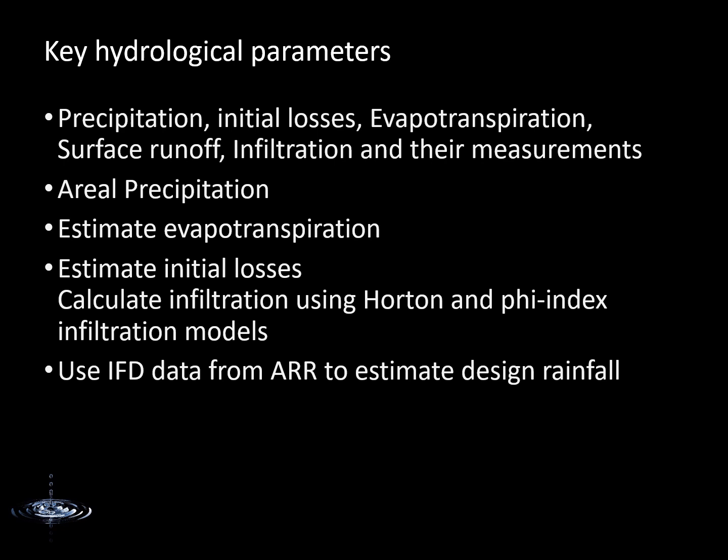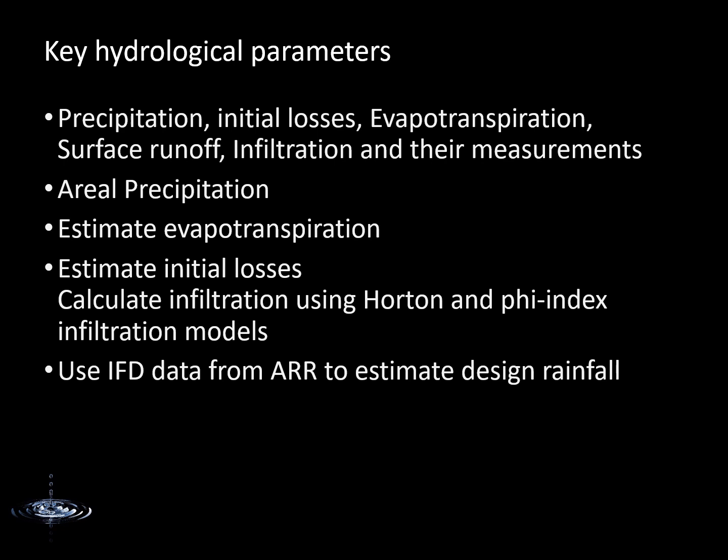Okay, and then next is to convert the point precipitation to aerial precipitation. So we measure precipitation at some locations. So they are called the point precipitation. How we can convert that to the catchment scale. Okay, so that's conversion from point to aerial precipitation. How we can estimate evapotranspiration, estimation of initial losses.